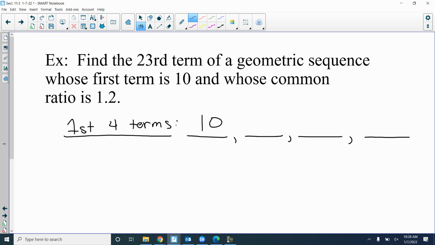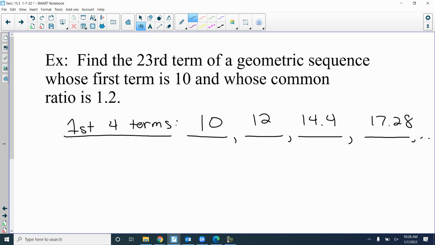All right, Justin, what do we get for the second one? 12. How about the third one? 14.4. And then how about the fourth one? 17.28. So if you were given this sequence, it wouldn't be obvious what the R value is. At least not to me. So you'd have to divide to figure out what that value is.